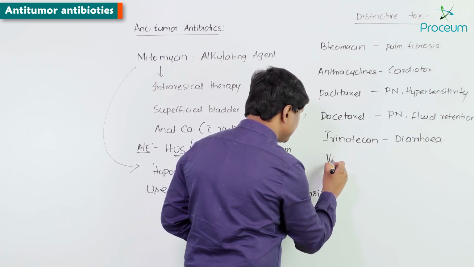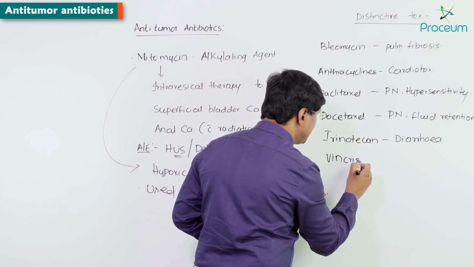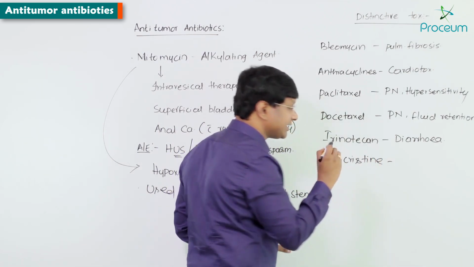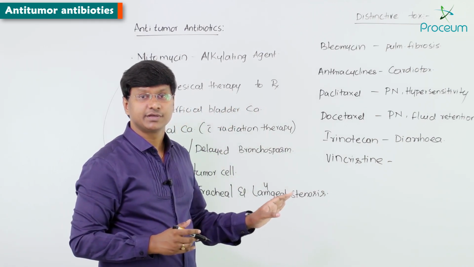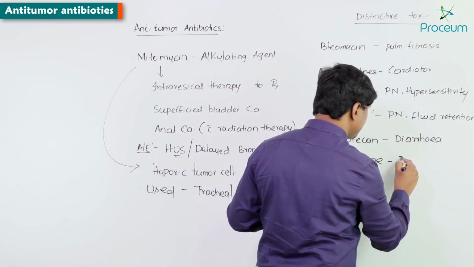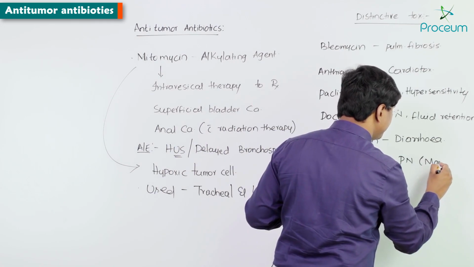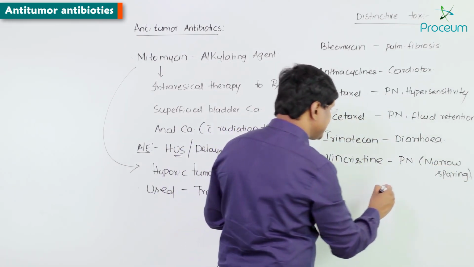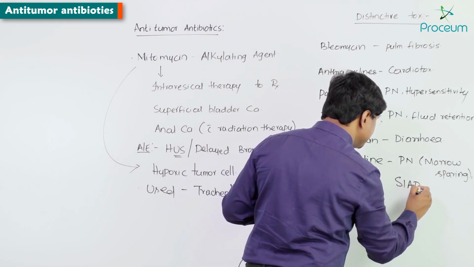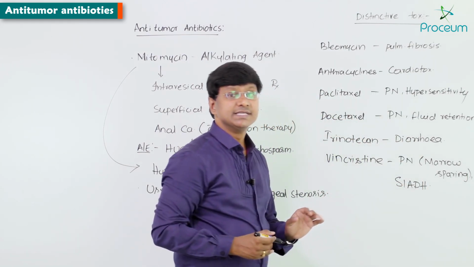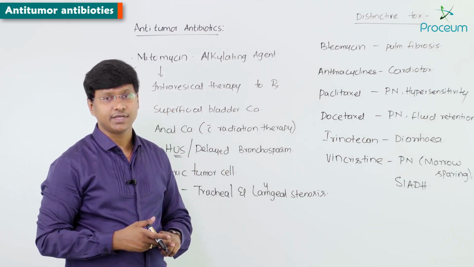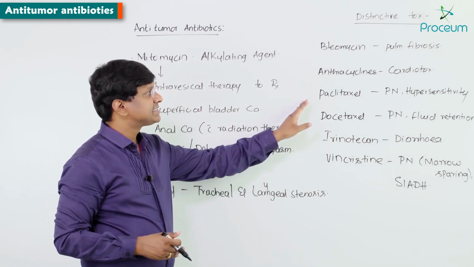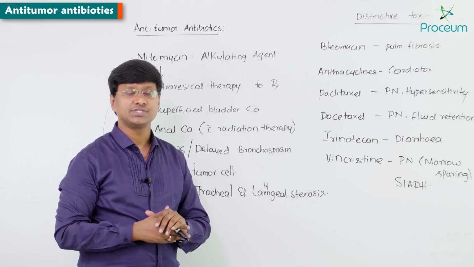Next, take the drug vincristine. The toxicity associated with vincristine is peripheral neuropathy, and this is marrow sparing, and it will also cause SIADH, that is, syndrome of inappropriate antidiuretic hormone. So these are the distinctive toxicities associated with these drugs.